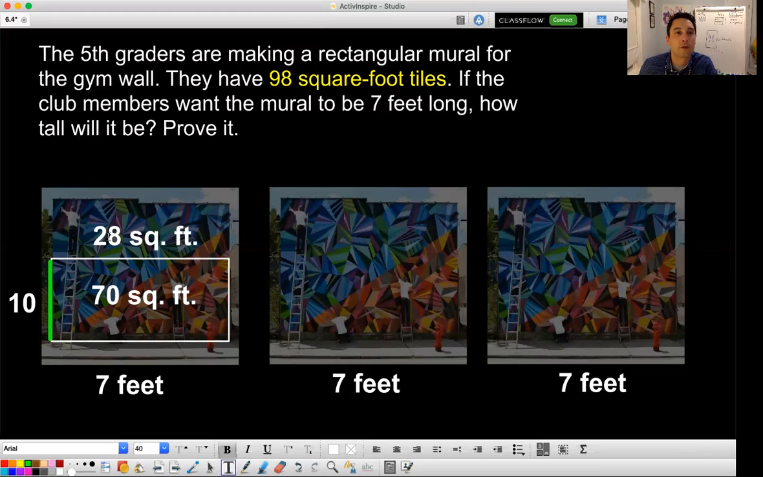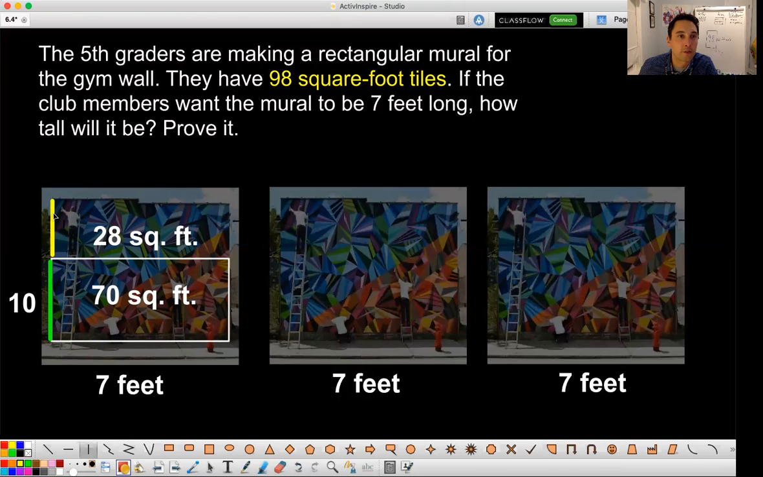So now we need to figure out another multiplication. We need to figure out how much this is. So we did the green. Now we need to figure out what the yellow is, and we can add these up together to find out the total length.